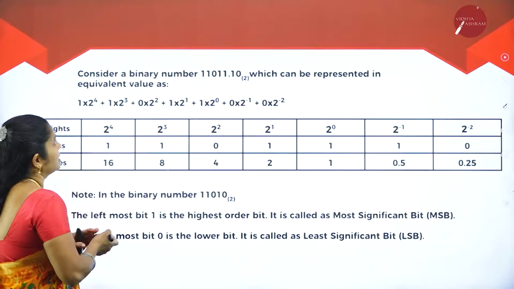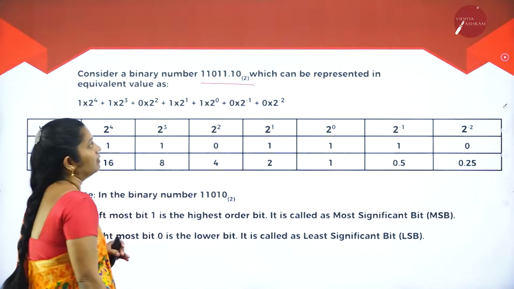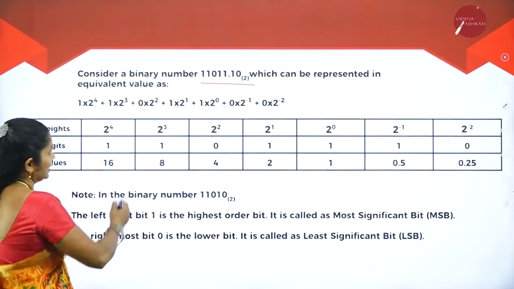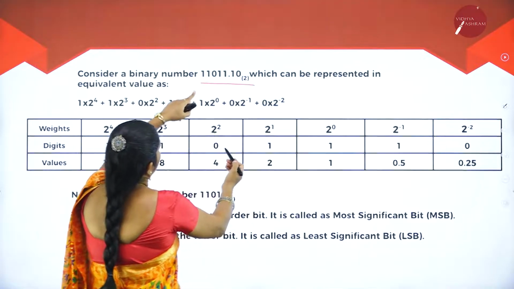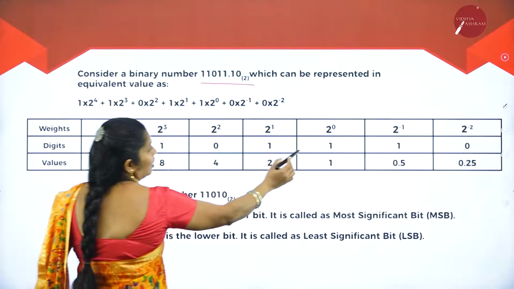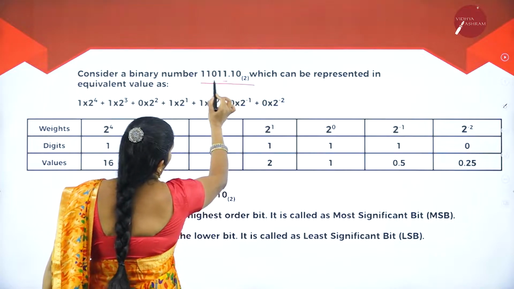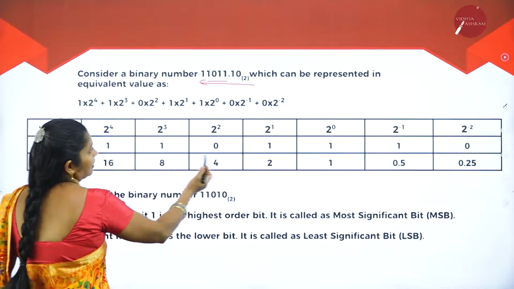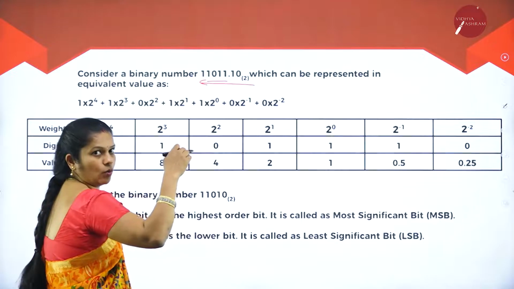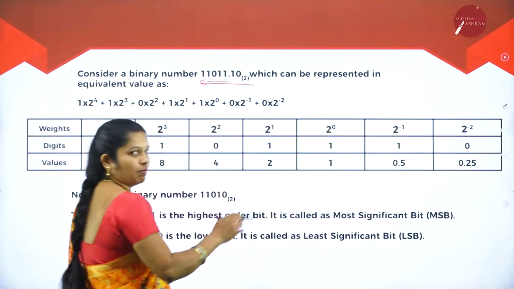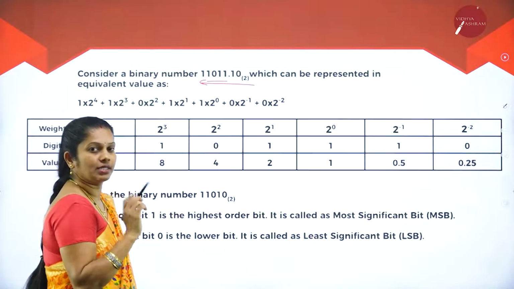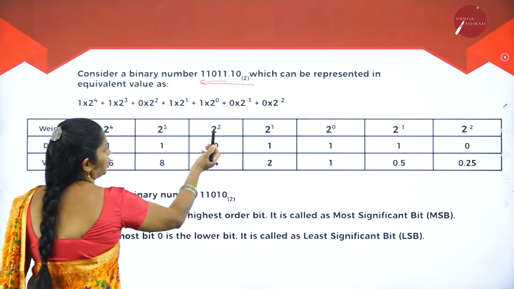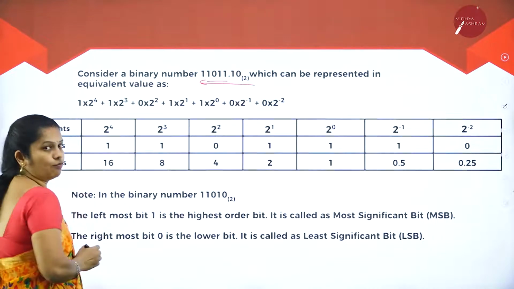The next one: consider a binary number, 11011.10, which can be represented by equivalent values as here. Just observe. Take the digits of 11011 from the point, from right side to left side. For each one, 2 to the power of, always increasing by 1. When it is binary, you take 2 to the power; if it is decimal, you represent 10 to the power. Then 2 to the power of 0, 2 to the power of 1, 2 to the power of 2, 2 to the power of 3, 2 to the power of 4.